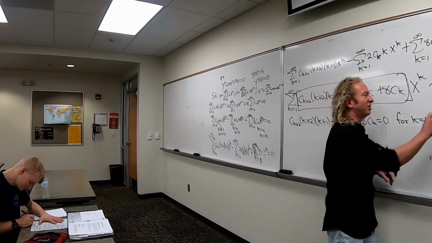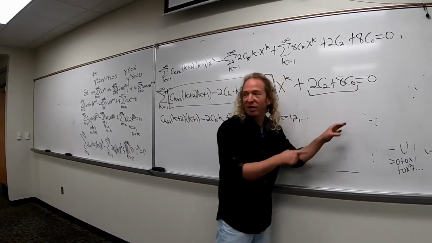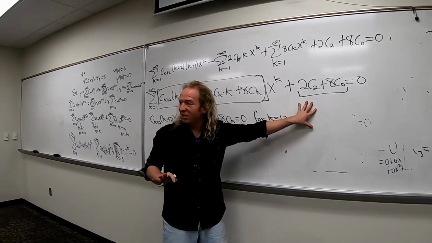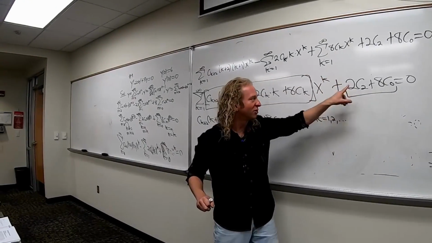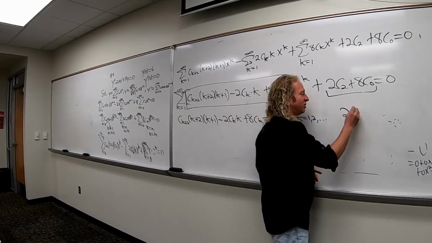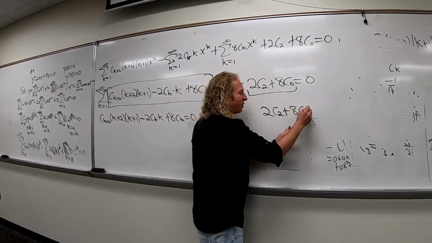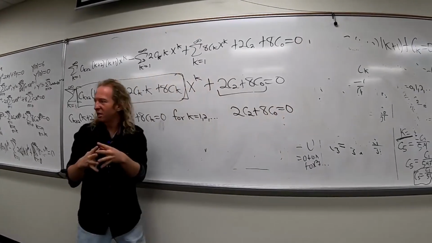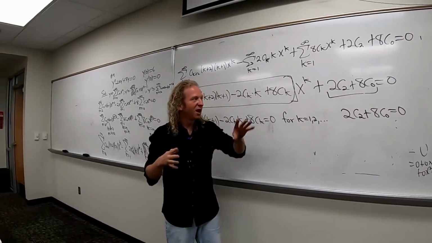Then you have to set this equal to 0 as well. This is a constant term, okay? So the entire term gets set equal to 0. This is extremely important. You don't set each piece equal to 0. You set the entire term equal to 0. So 2c2 plus 8c0 equals 0. So the entire piece is equal to 0, okay?